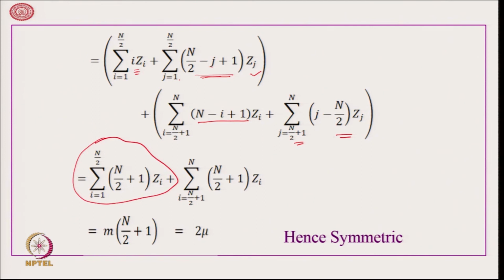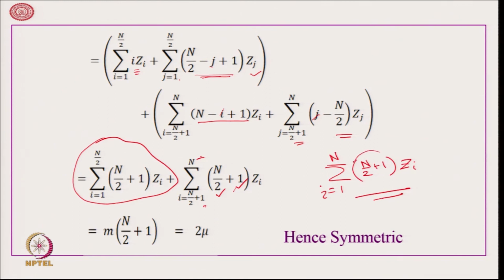In a similar way, when I call it i instead of j, we will get i equal to n/2 + 1 to n. Now this cancels with this, therefore we get n minus n/2, which is equal to (n/2 + 1) times z_i. So together, what we are getting is sigma i equal to 1 to n, (n/2 + 1) times z_i.